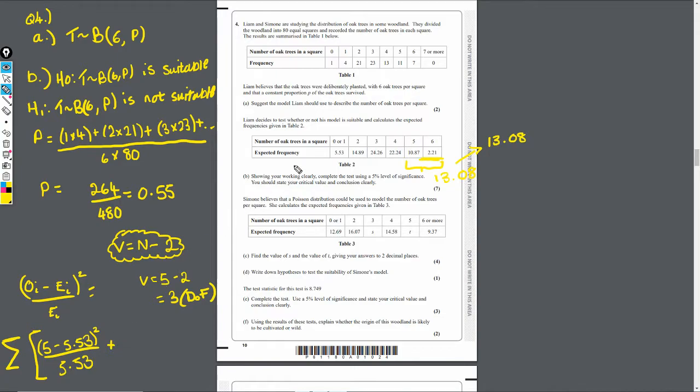Plus, and then you do it again. So it'd be 21 minus 14.89. That's all squared. And then you divide that by 14.89 again. Okay, and you're going to have to keep doing that all the way up to the very last one. So that'll be your 5th column here. So we close that. So I'll write them down individually.